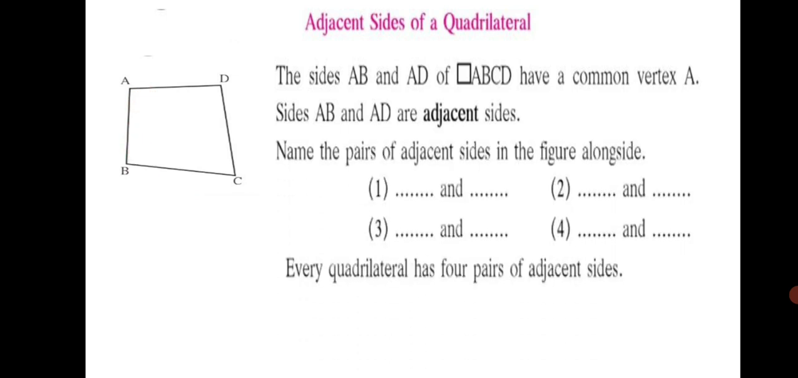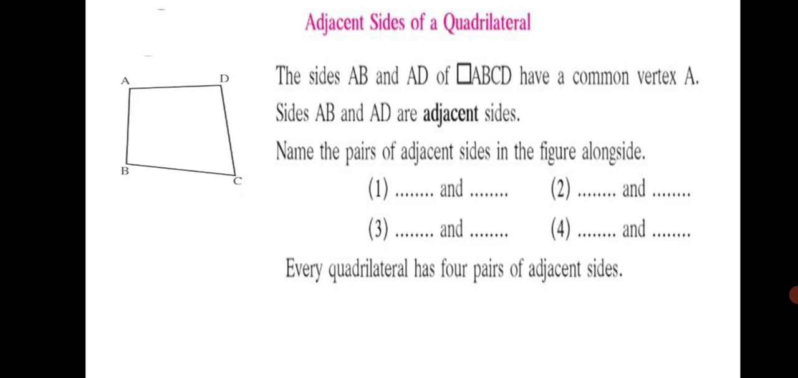Name the pairs of the adjacent sides in the figure alongside. So we have four pairs. Let's name them. Side AB and side AD is the first pair. Now let's start with B. Side BA and side BC is the second pair of adjacent sides. We start with C. Side CB and side CD is the third pair of adjacent sides.